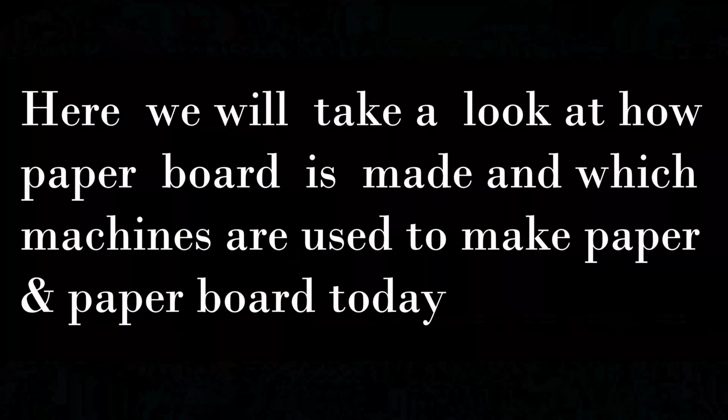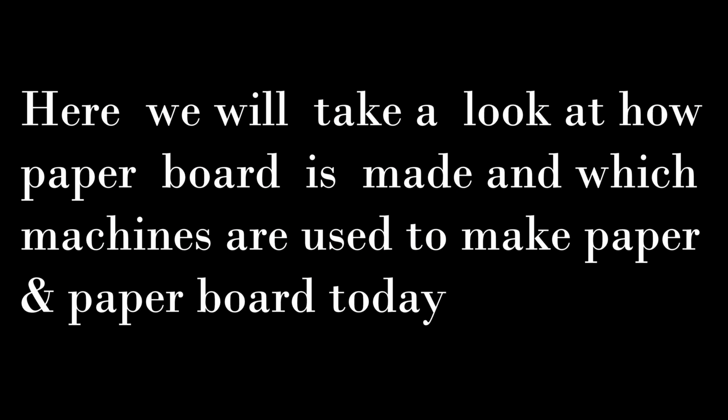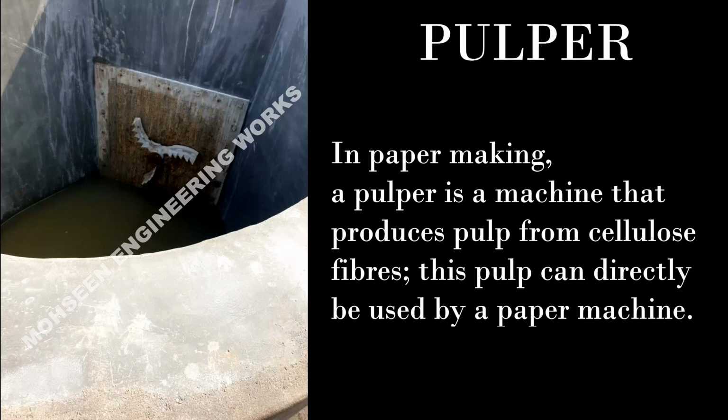Here we will take a look at how paperboard is made and which machines are used to make paper and paperboard. Pulper machine. In paper making, a pulper is a machine that produces pulp from cellulose fibers. This pulp can directly be used by a paper machine.